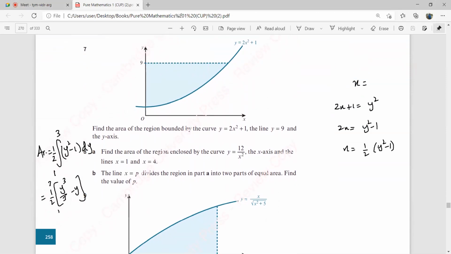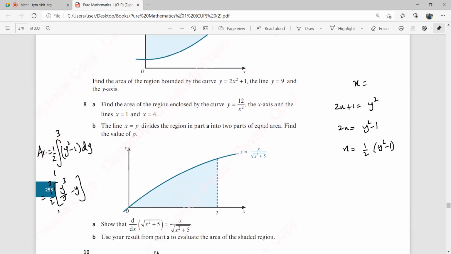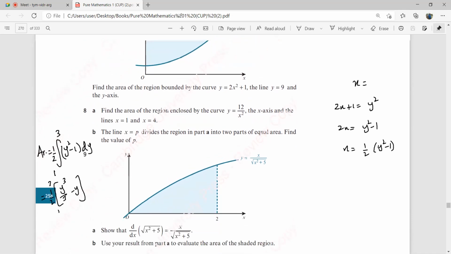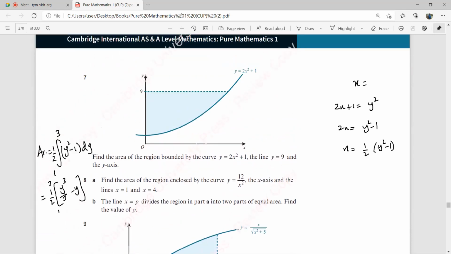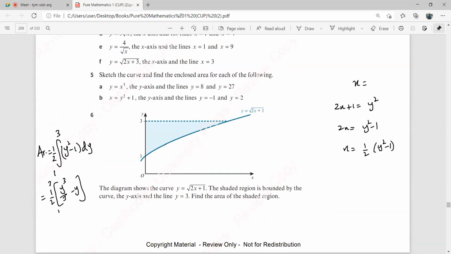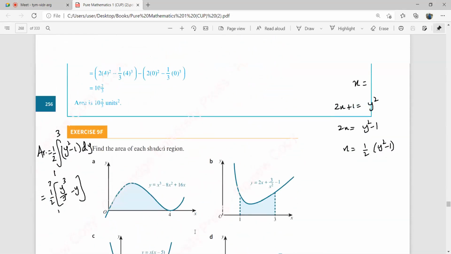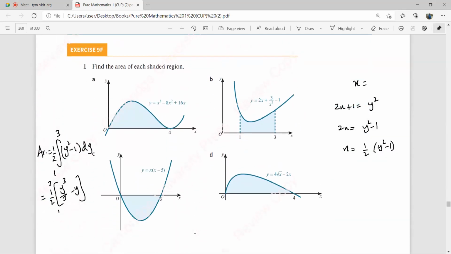So this way, guys, you have to do all this work. I'm just finishing the segment up to this. You have to try these questions, and in the next segment, we shall discuss the problems. This is the exercise. What is the exercise? 9F, that you have to try.